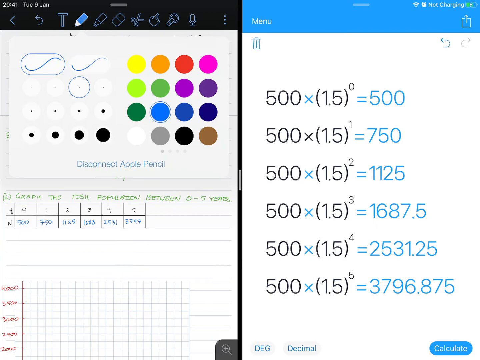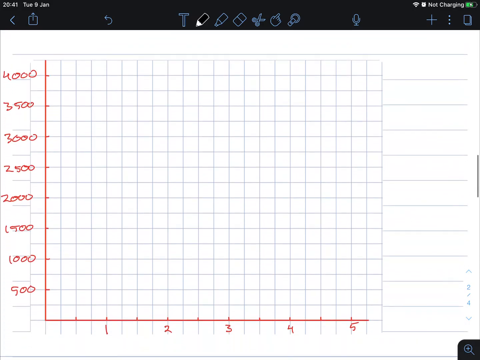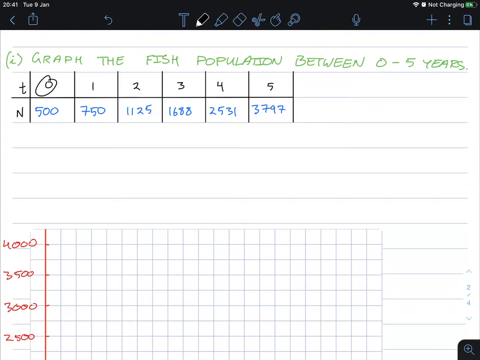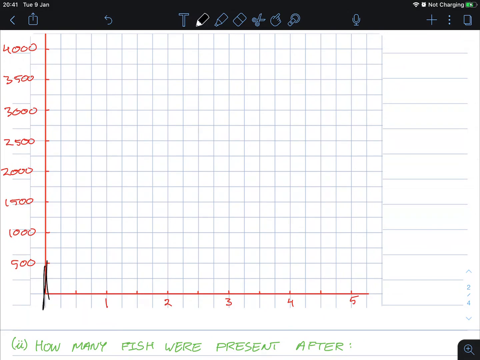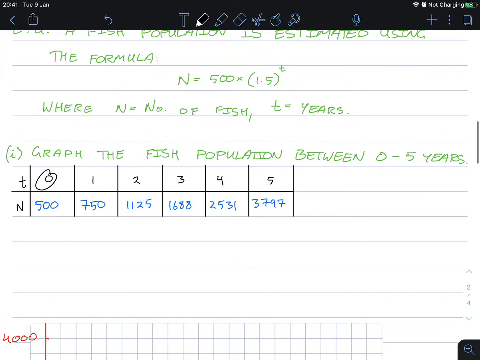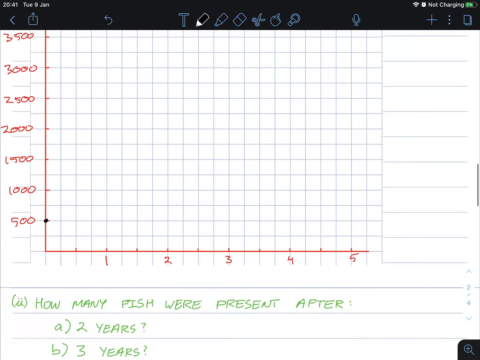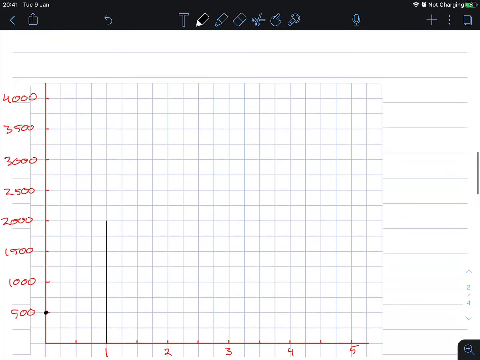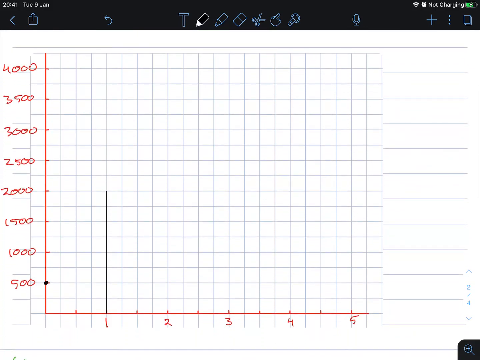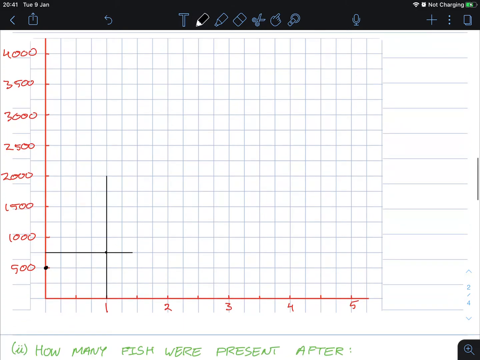Now from this, we're going to plot our points onto a Cartesian plane. I have one here prepared. So at 0 years, so T is here, T is along here. At 0 years, we have 500 fish. At 1 year, so let's draw this. At 1 year, there are 750 fish. So we're going to go to 750 and go across. And where those two lines meet, that's where we're going to draw the dot.